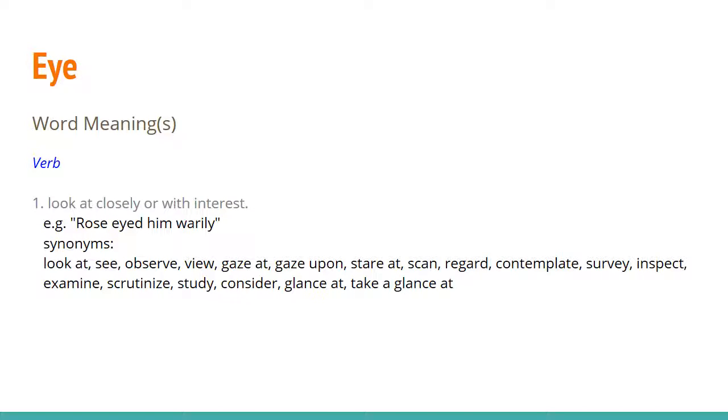For the verb, the meaning of eye is to look at closely or with interest. For example, Rose eyes him wildly. There are a lot of synonyms of eye, like look at, see, observe, view, etc.